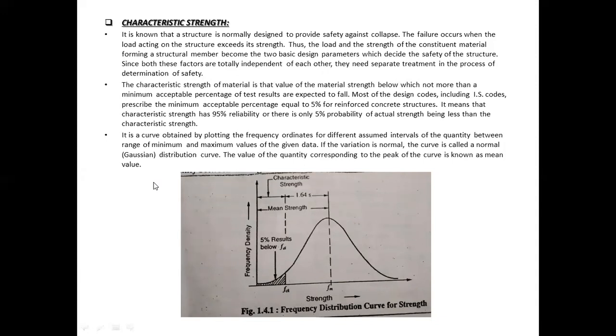Most of the design codes, including IS codes, prescribe the minimum acceptable percentage equal to 5% for reinforced concrete structures. It means that characteristic strength has 95% reliability, or there is only 5% probability of actual strength being less than the characteristic strength. It is a curve obtained by plotting the frequency ordinates for different assumed intervals of the quantity between the range of minimum and maximum values of the given data. If the variation is normal, the curve is called a normal Gaussian distribution curve. The value of the quantity corresponding to the peak of the curve is known as the mean value.